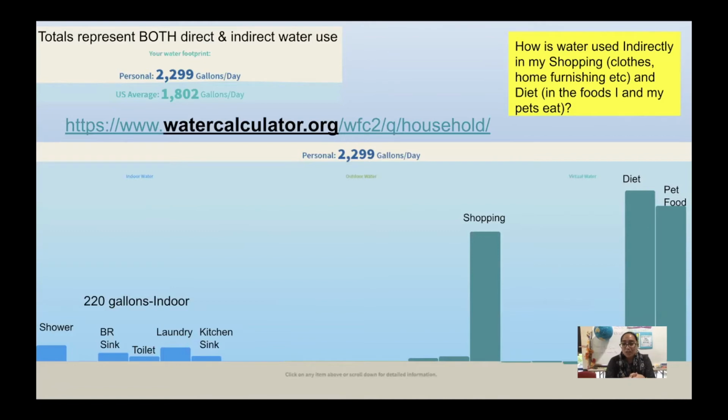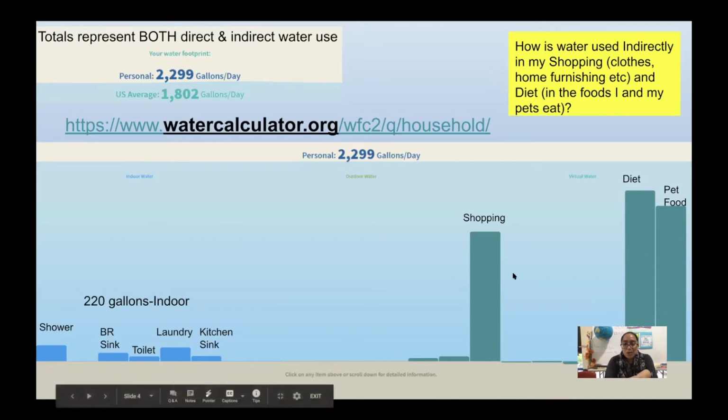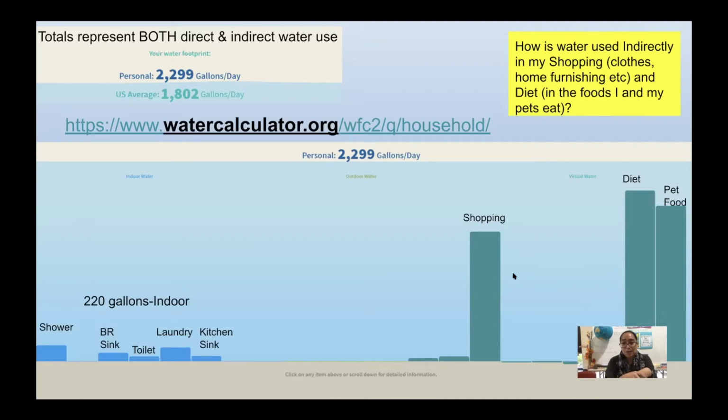And then I do a lot of laundry because I have 2 large dogs that love to sleep with me, and they just have hair and dirt all over my room. So I do laundry a lot. So I know I use a lot of water for those things. But also think of my shopping. So for my virtual use, I used quite a lot of water. Shopping contributed to my water usage, my diet, the food that I'm eating, and also all the pet food that I'm buying for all my animals.